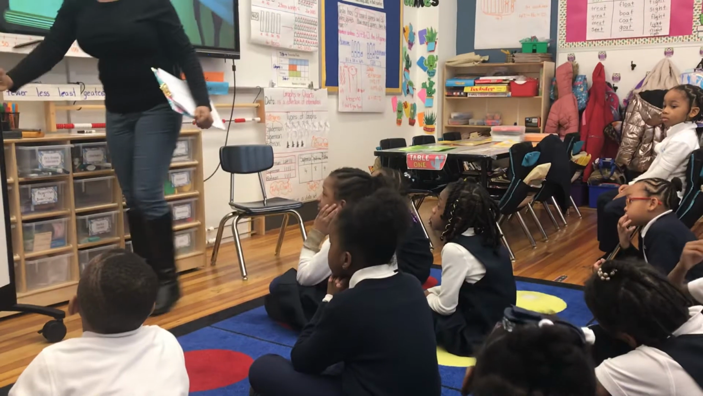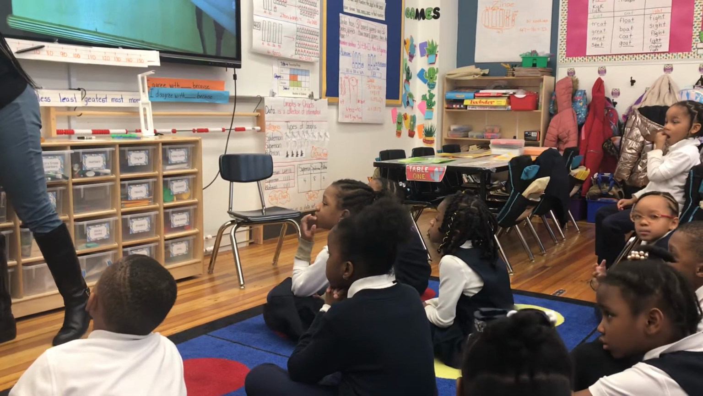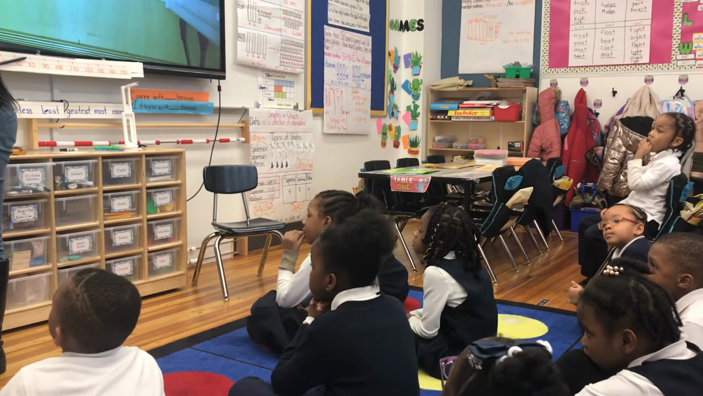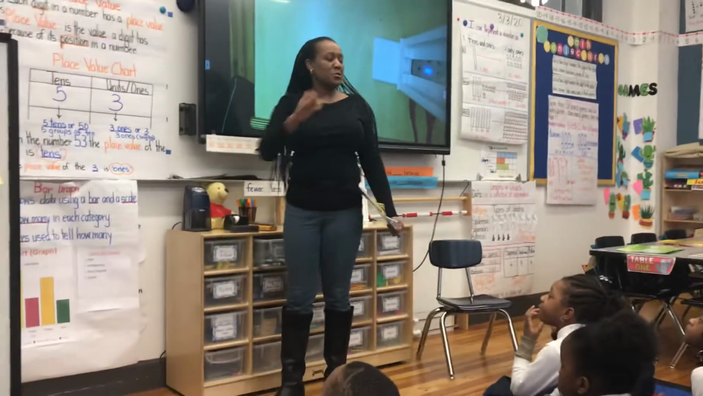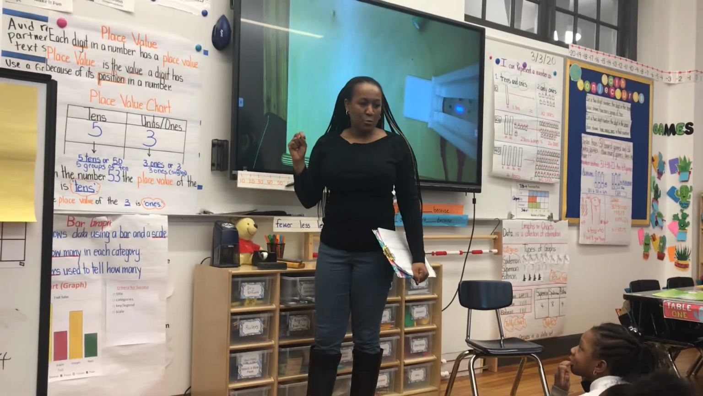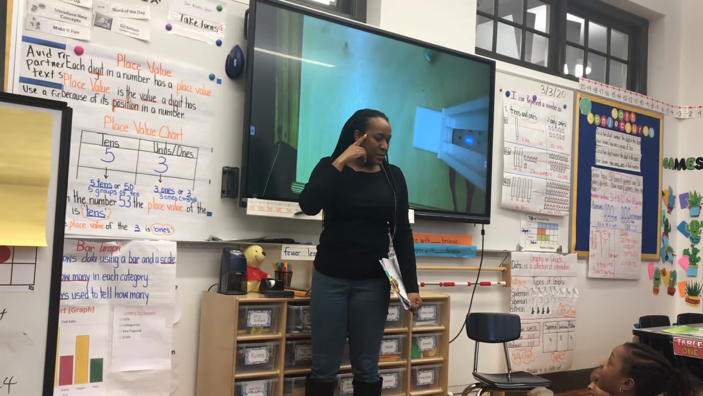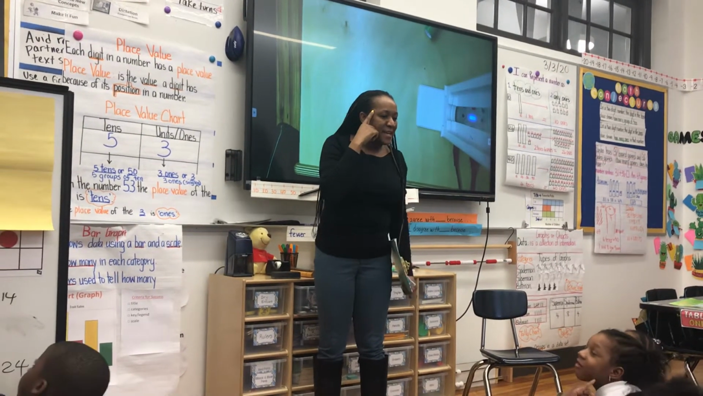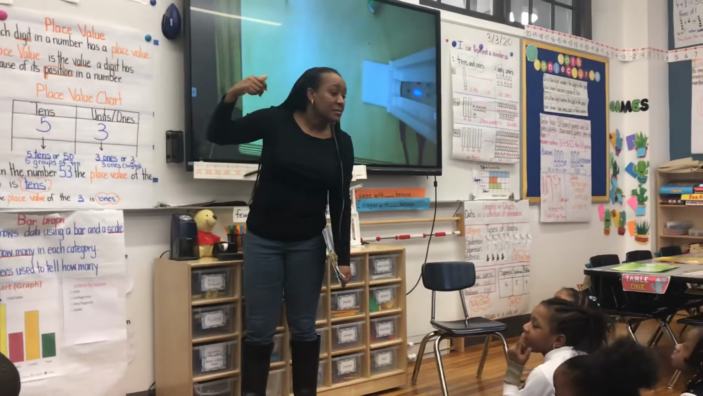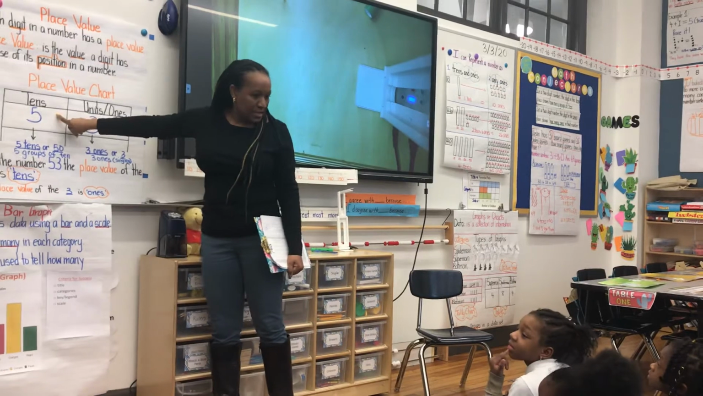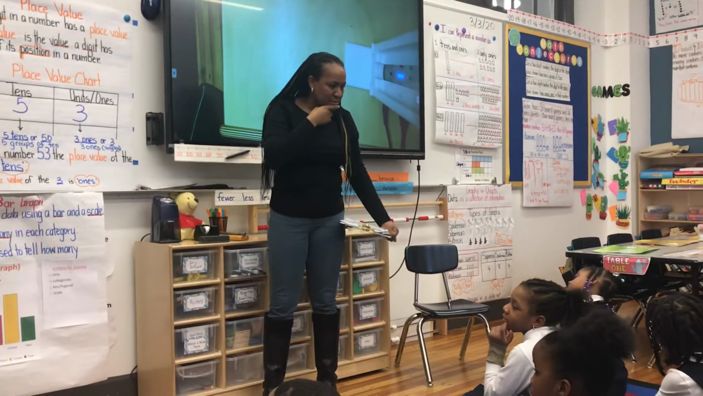How did we call the rows of 10 yesterday? Let's look at our chart. What word did we use to replace rows of 10? Units. Rows of 10 are called what? They're called 10s. Rows of 10s are called 10s.